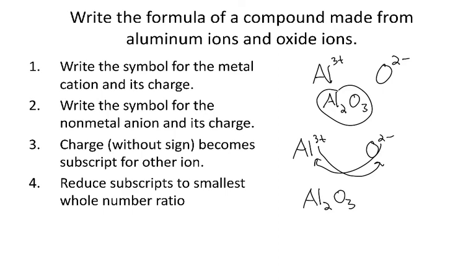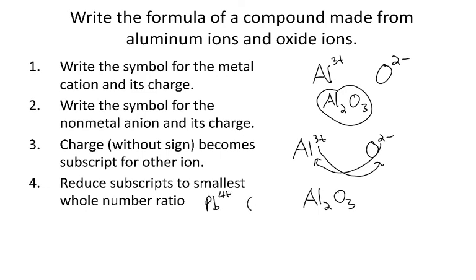The only thing we have to be careful of is that the formula of an ionic compound has to be the smallest whole number ratio of the subscripts. Just as an example, if we had lead with a +4 charge, and lead's not one of the ones that we generally know, but I'm telling you in this case, we specifically have a lead +4.